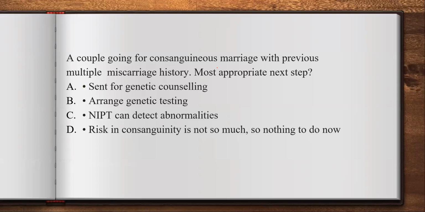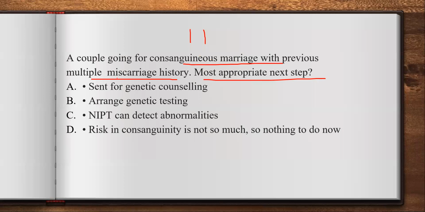A couple going for consanguineous marriage with previous multiple miscarriage history. What is your most appropriate next step? So consanguineous marriage means marriage between relatives. When this sort of marriage happens, there is an increased risk of recessive genetic disorders becoming full-blown genetic disorders, because many of the relatives carry recessive genes. Normally they don't marry relatives, so the genes remain recessive. But if marriage happens between cousins or any relatives, they can share two recessive genes, and their baby can get the full-blown homozygous state of the genetic problem. Okay, that's the main issue.